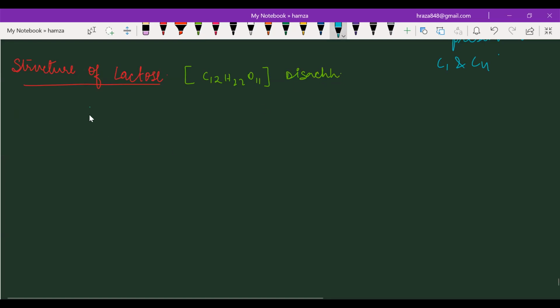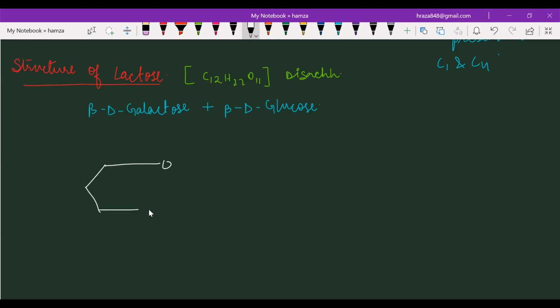Now, how are we going to make it? Basically, beta D galactose combines with beta D glucose, and then we get lactose. First of all, I'm going to write the structure of galactose because you don't know it at all. So I'm going to write the complete structure of this.